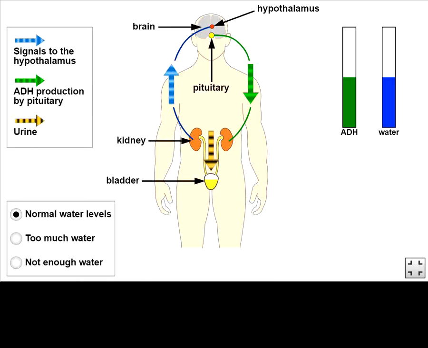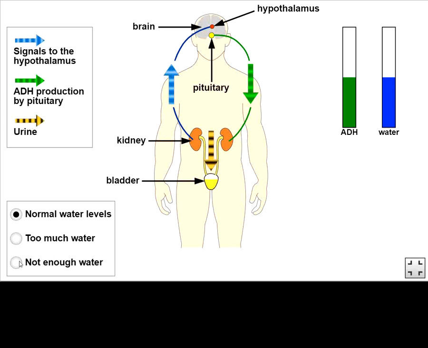This animation shows us the relationship between the water content of the blood, what's going on in the kidneys, and our relative levels of ADH. We've got normal water levels in the body, so we are producing a normal amount of ADH. These are our average levels. In the hypothalamus, we're picking up on the water content and deciding how much ADH to release. I'm going to first click on not enough water.